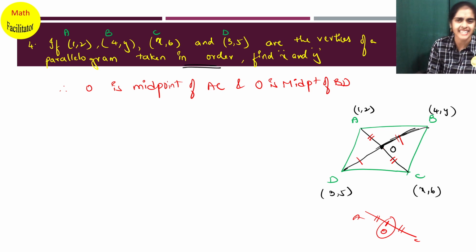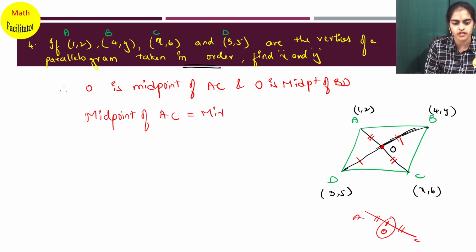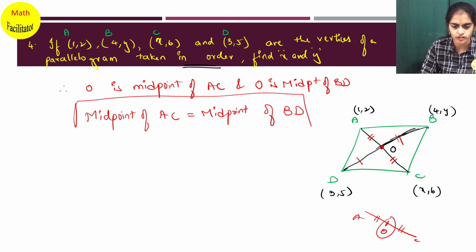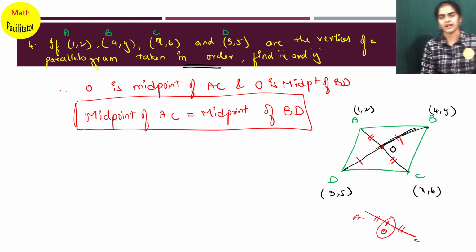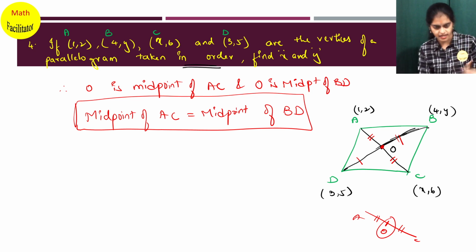Or in simple words, can I say the midpoint of AC is equal to the midpoint of BD? The midpoint of AC is nothing but O, and BD's midpoint is also O. So whenever a question of parallelogram is given to you, this point should strike your mind: the midpoint of AC should be equal to the midpoint of BD, because O is the midpoint of both of them.